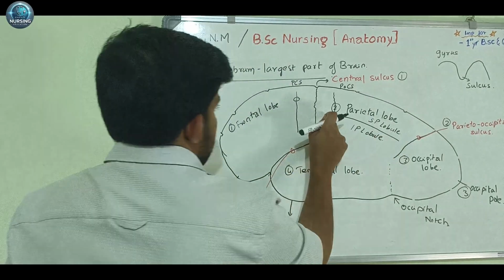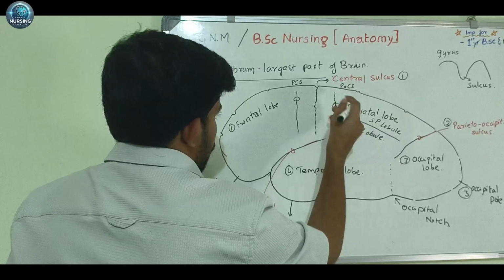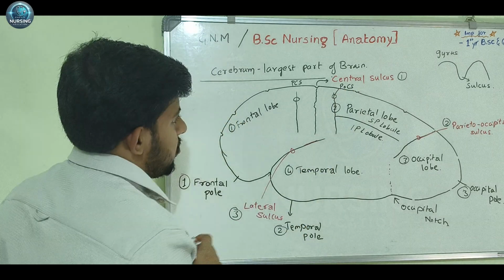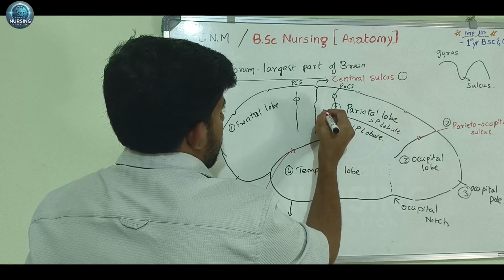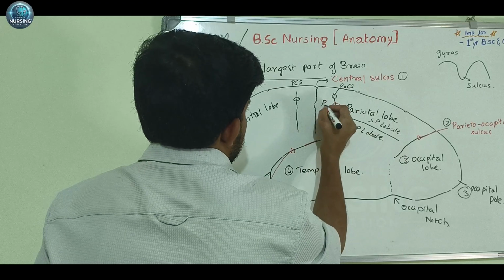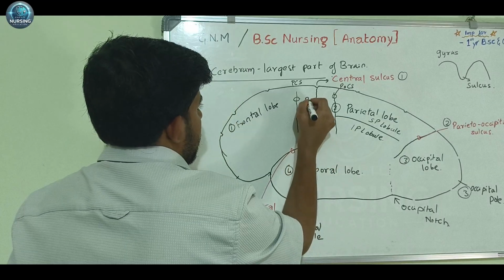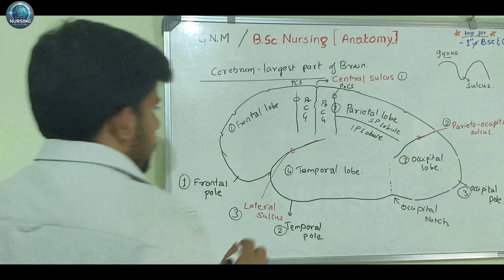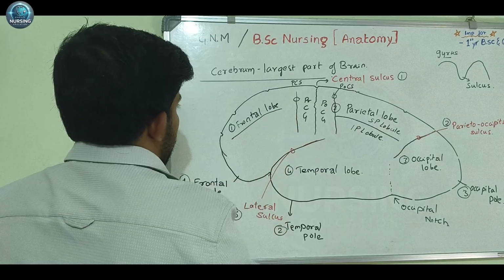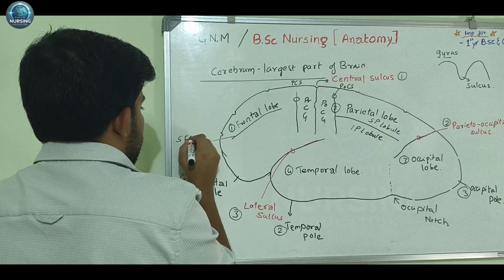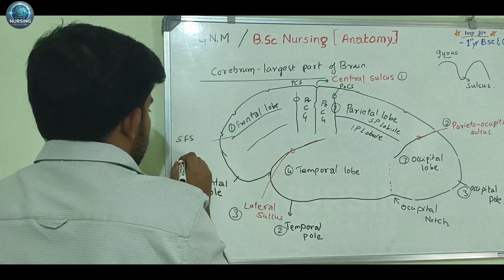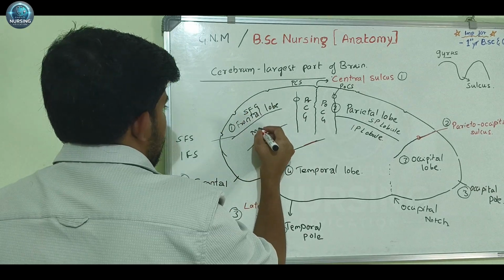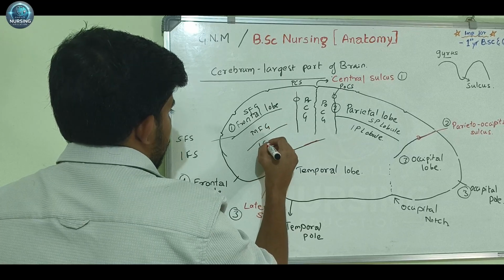This sulcus, which has the groove, is called the post-central sulcus. The area with the convolution is the post-central gyrus. This one is the pre-central gyrus. Next, the frontal lobe is divided by the superior frontal sulcus and the inferior frontal sulcus. This is the superior frontal gyrus, this is the middle frontal gyrus, and this one is the inferior frontal gyrus.